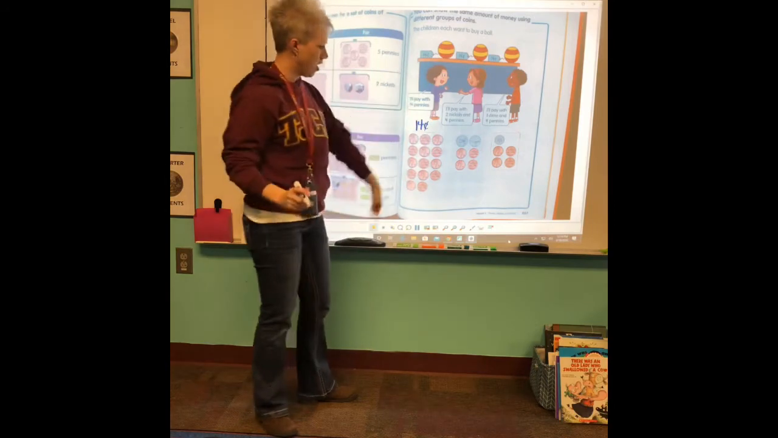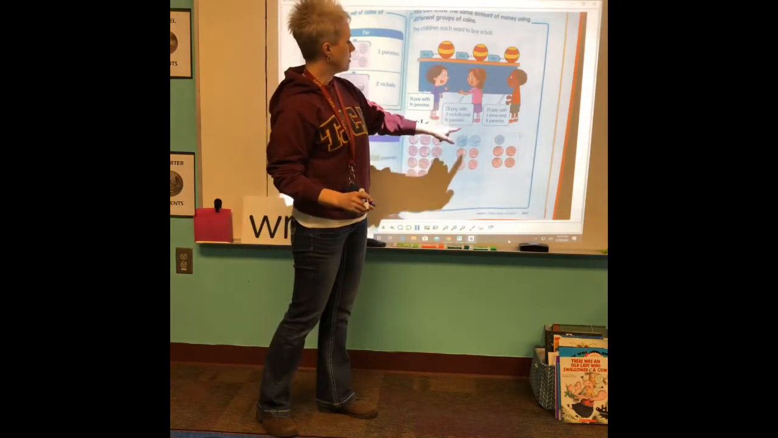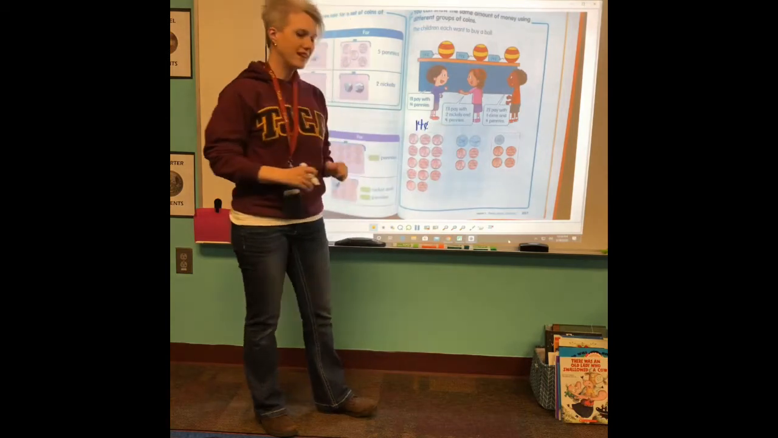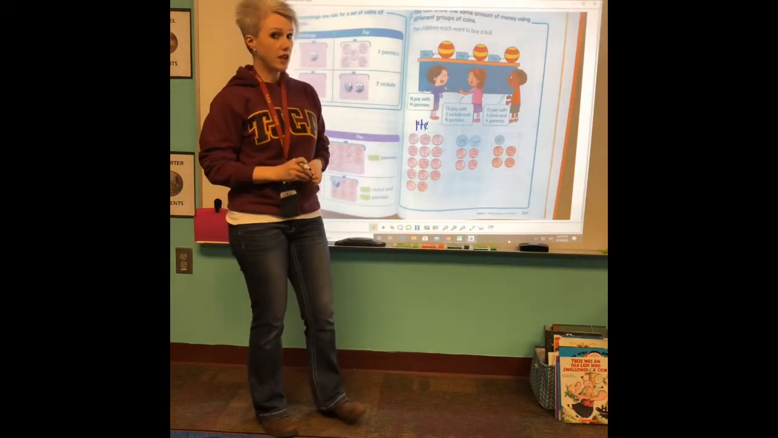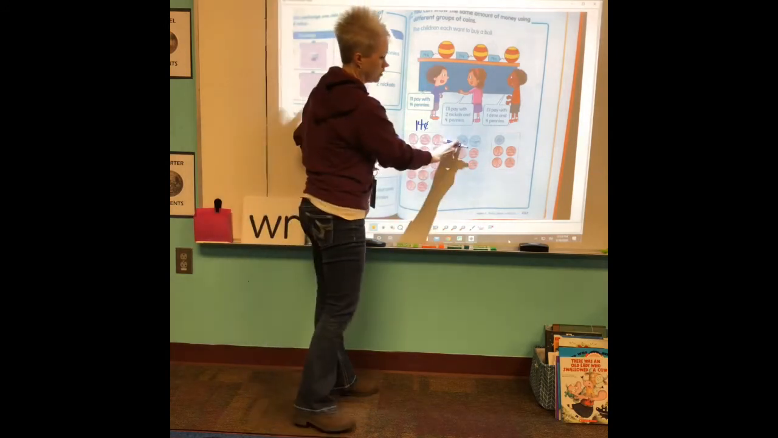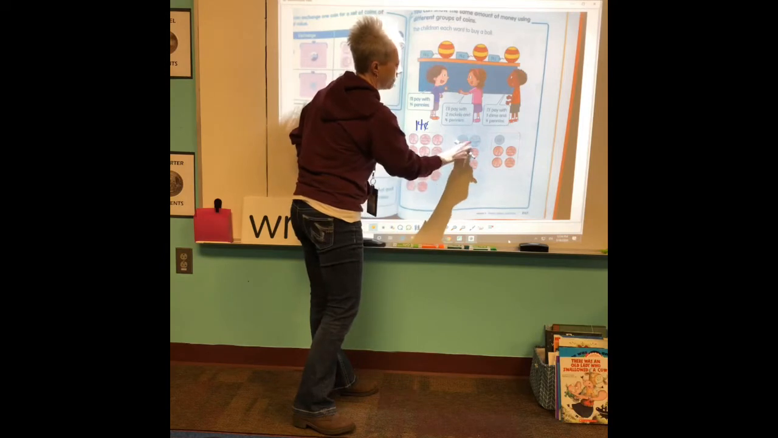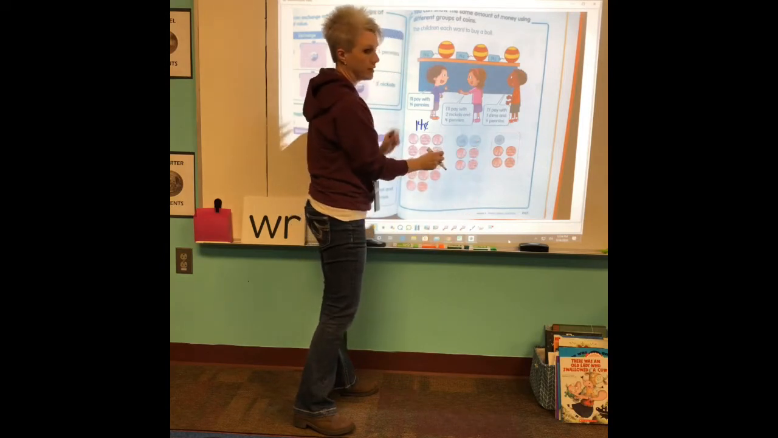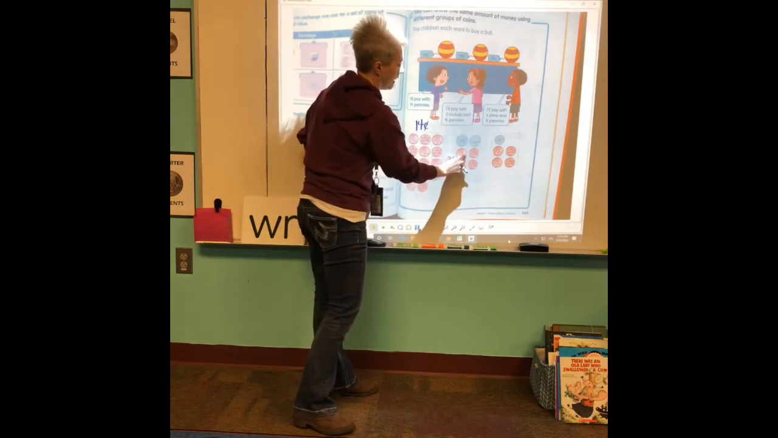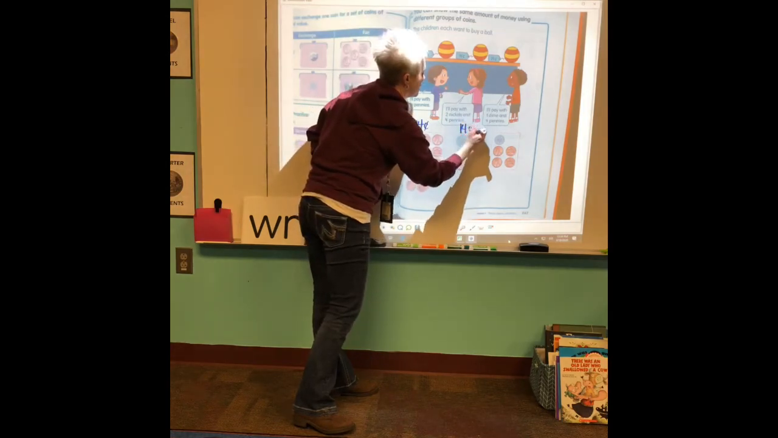He's paying with all pennies. The little girl says, I'll pay with 2 nickels and 4 pennies. If she has 2 nickels and 4 pennies, does she have 14 cents? Let's check and see. Nickels are worth 5 cents, so 5, 10, pennies are worth 1, 11, 12, 13, 14. She does have 14 cents.